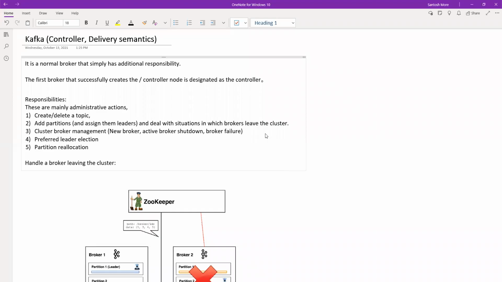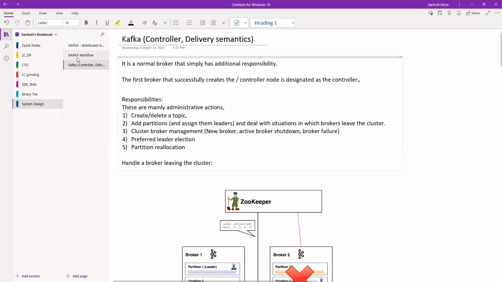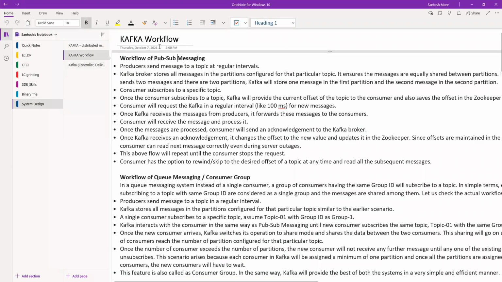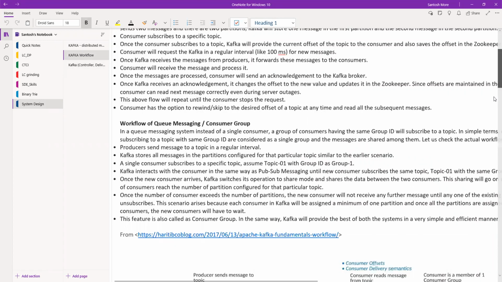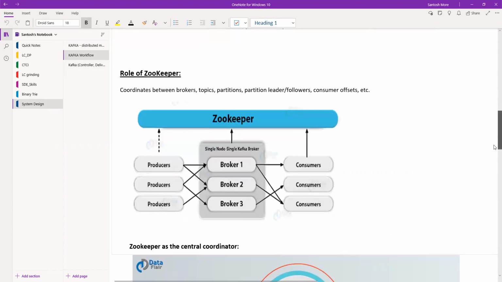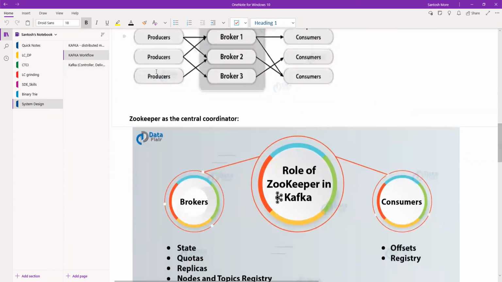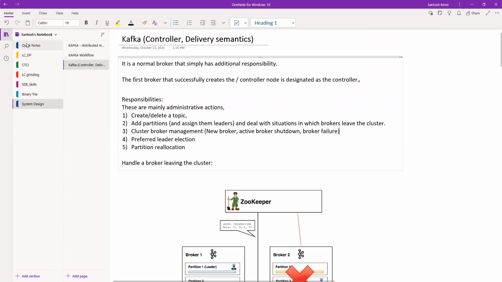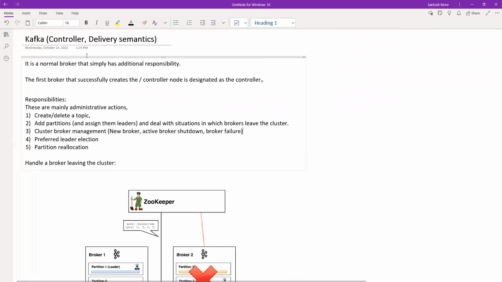Okay, thank you. So I think we start with whatever is remaining, because last time we discussed Kafka workflows, and also we discussed the role of ZooKeeper. So this time we will discuss Kafka's controller broker, and then delivery semantics, and maybe the characteristics of Kafka very briefly.